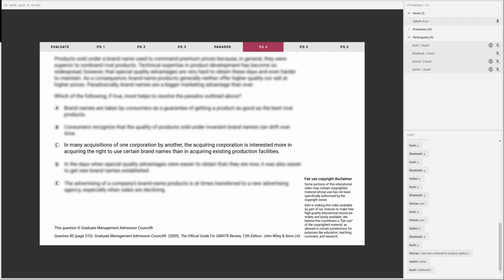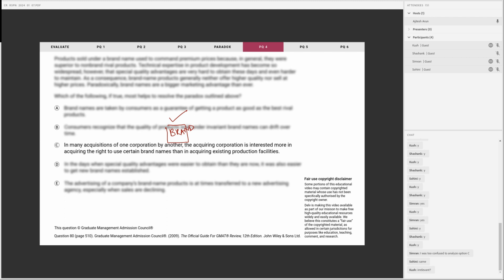It is a bigger marketing advantage than ever, right? So if you think about a marketing advantage for a brand name, you're typically going to be looking at consumers rather than corporations, right? So at a high level, that is absolutely one way to look at option C. Another one is like this. The stimulus tells us that brand names, so this is a brand, right? They are a bigger marketing advantage than ever, right? So let's put a big tick mark over here. Brand names are good, big marketing advantage.